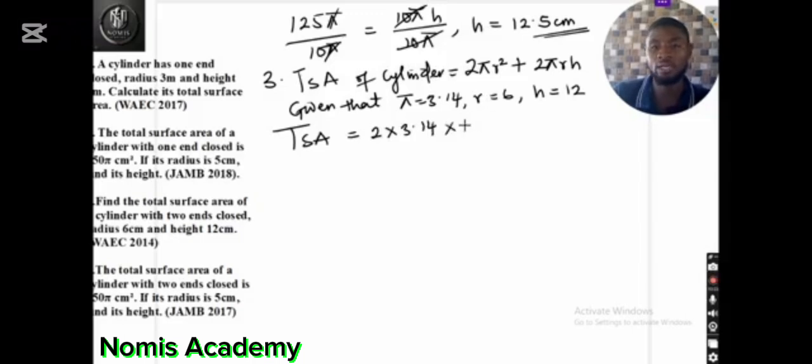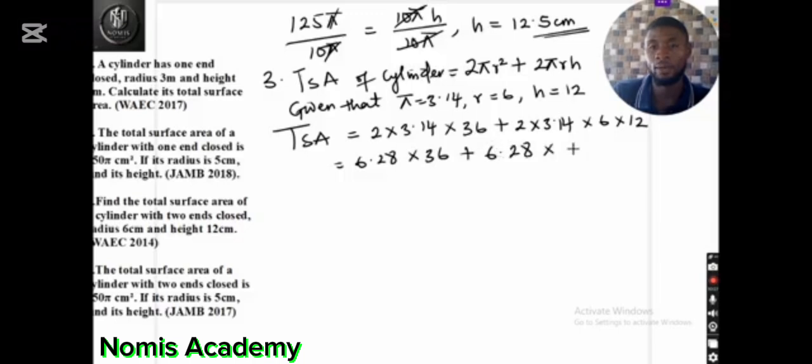which is 36, plus 2 multiplied by 3.14 multiplied by r, the radius 6, and the height 12 centimeter. So here we have 6.28 multiplied by 36 plus 6.28 multiplied by 72.